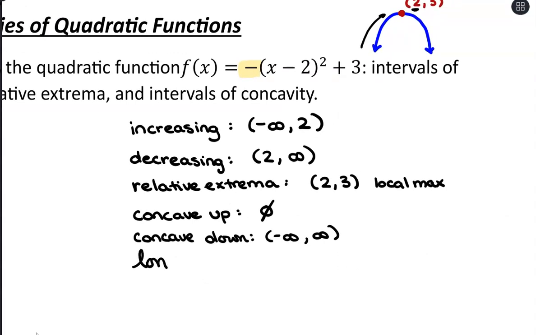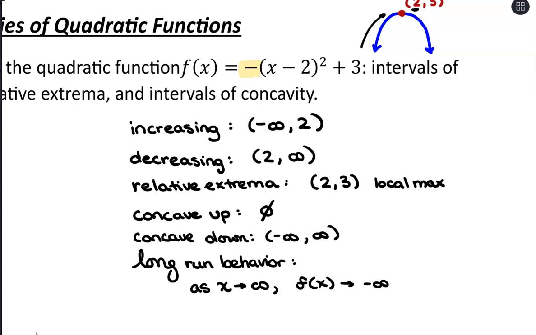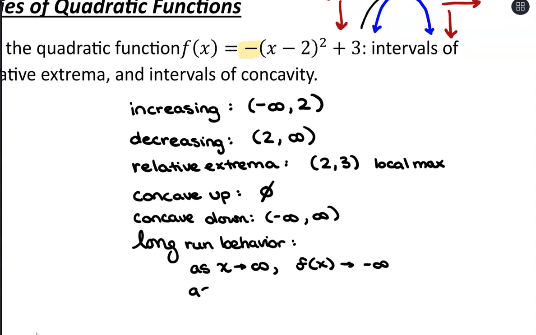Okay, last piece, long run behavior. I want to know where my function goes as we go to the right and to the left. So as we go to the right, as x approaches positive infinity, our function's going downward. So that would mean f of x approaches negative infinity. As we go to the right, our function is going down off to negative infinity. And then as we go to the left, same thing, we're going down, so we'll be going to negative infinity there too.